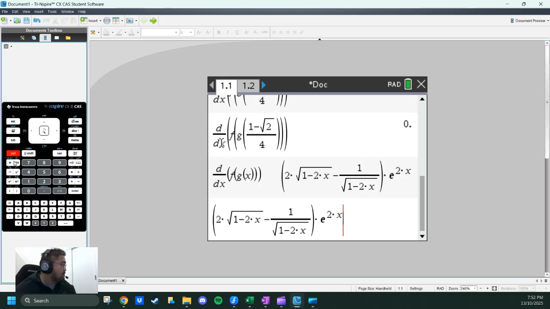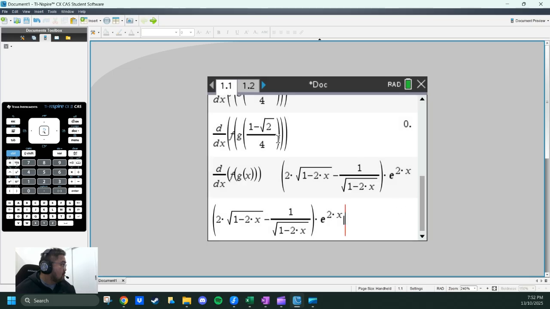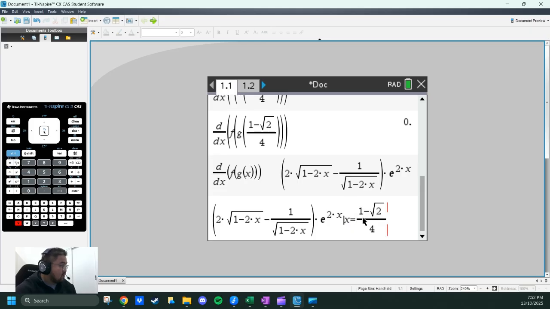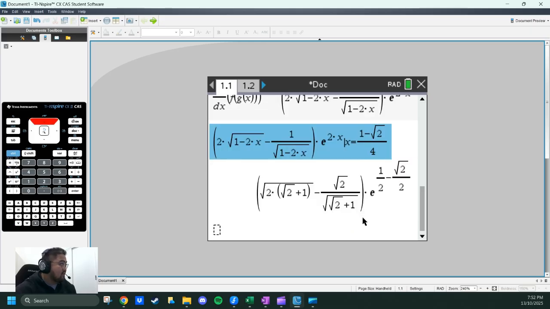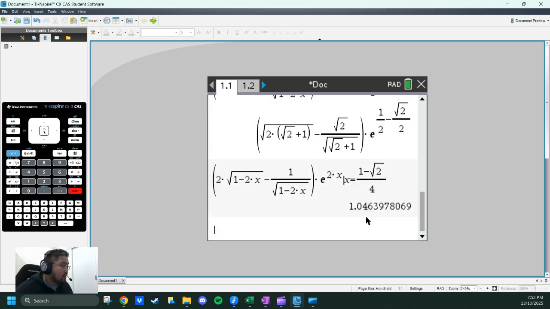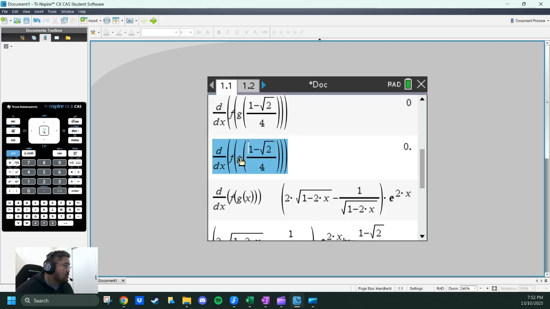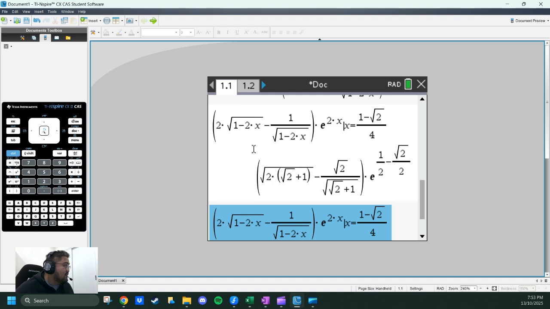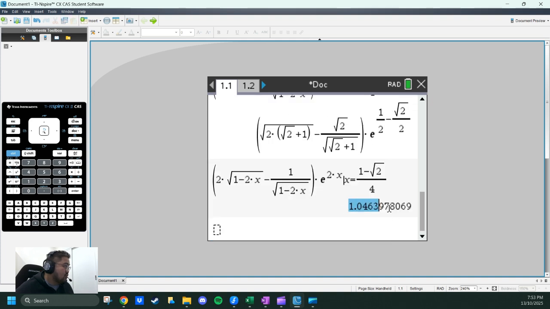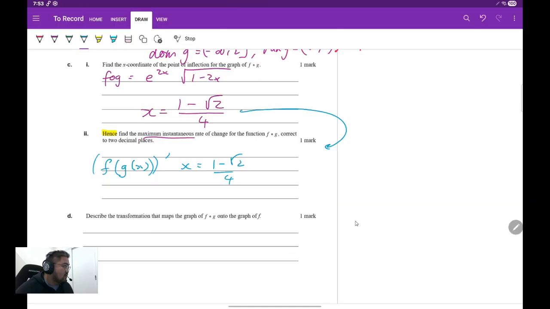And we're going to say given x equals 1 minus root 2 over 4, we get that as our answer, which simplifies to 1.046. So just to repeat, there is a difference with substituting in and then finding the derivative versus finding the derivative and then substituting in. You've got to find the derivative first and then substitute. So the instantaneous rate of change is 1.046, which to 2 decimal places is 1.05.